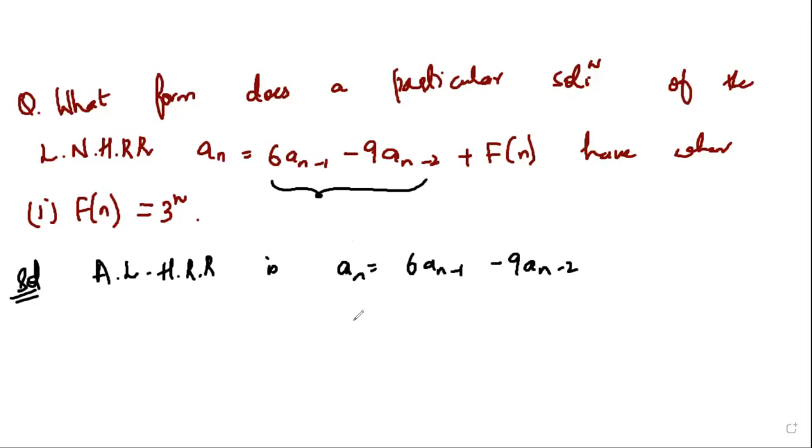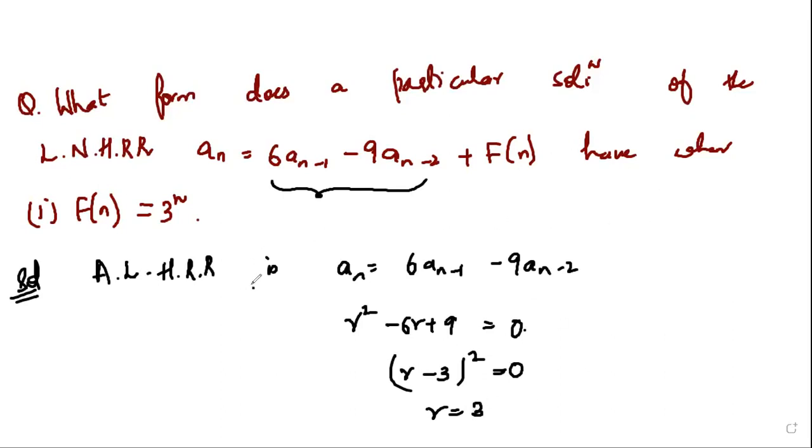I'm writing it directly; you can do it step by step as I have shown you in theorem 1. It will be r² - 6r + 9 = 0, and that can be written as (r - 3)² = 0. The roots are real and equal, r = 3. Both r1 and r2 are 3, that is, the roots are real and equal. So in this case it has a single root.